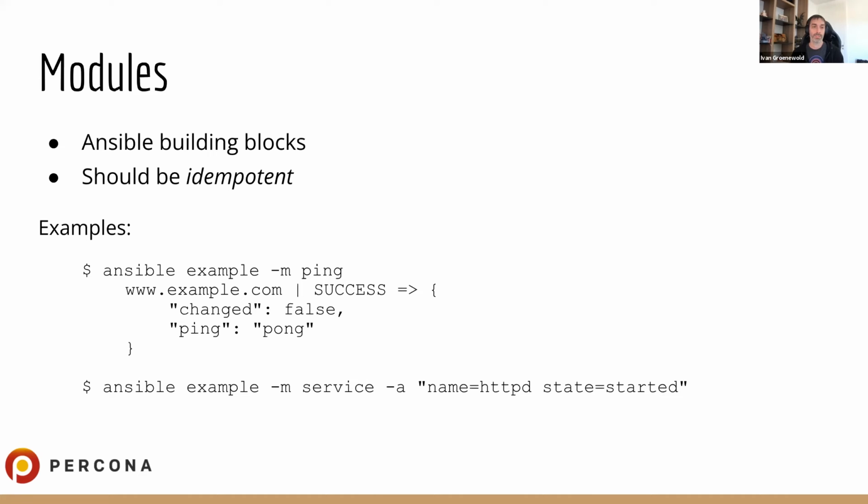And you have here some examples of how to call a module. For example, the ping module is handy when you want to test communication between the Ansible software and some of the servers, okay? And this is how you can run it and the output that will be returned.